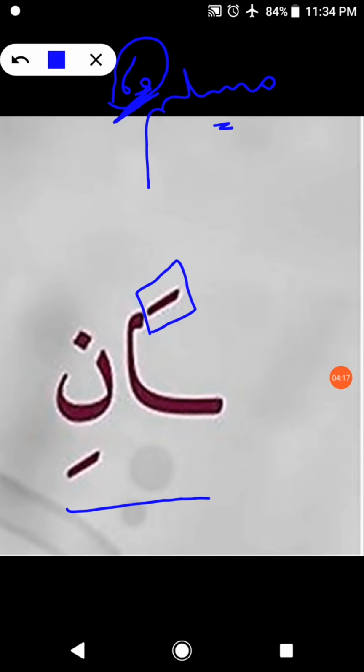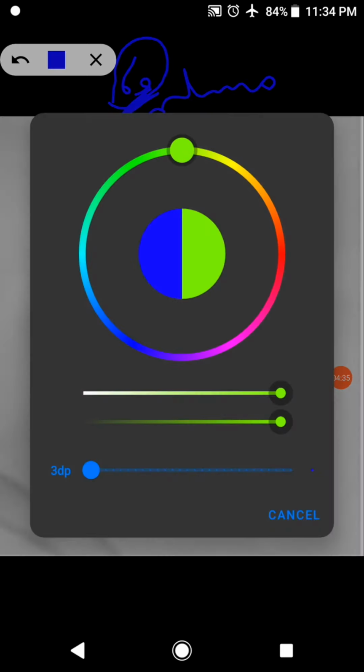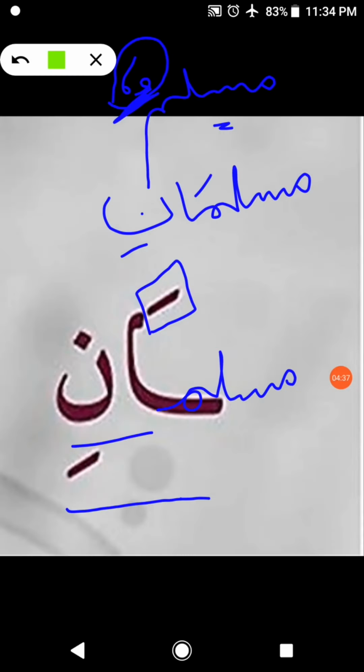And then we add the suffix. Musli, ma, and then ani. This is our suffix. So it will become muslimani. Now this portion is the suffix, and this fatha is the fatha of the suffix, and that replaces the tanween. That's how: muslimani.